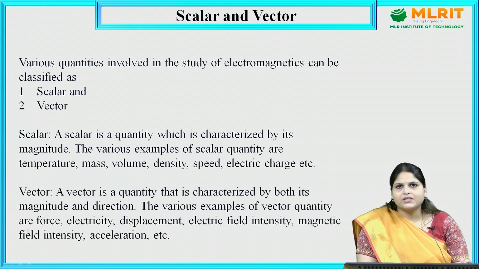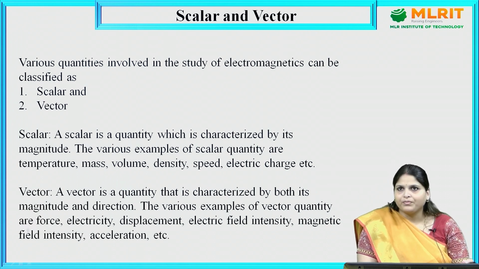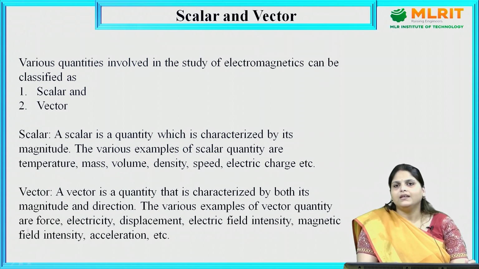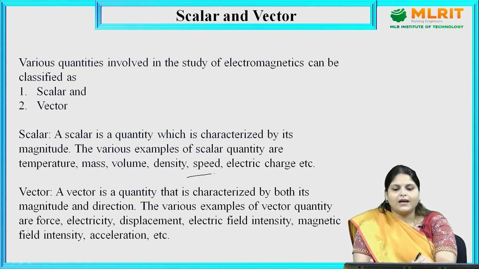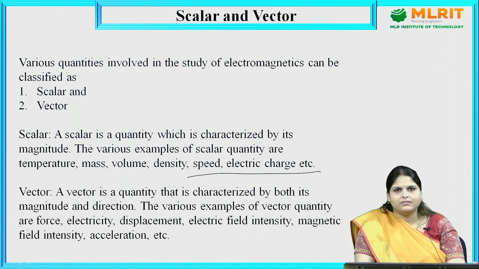Before starting the coordinate system, we should know about scalar and vector quantities also. As we know, various quantities are involved in the study of electromagnetics, and they can be classified as scalar and vector. So, what is a scalar quantity? A scalar is a quantity which is characterized by its magnitude, meaning it has magnitude but does not have any direction. The examples are temperature, mass, volume, density, speed, and electric charge, and some more.